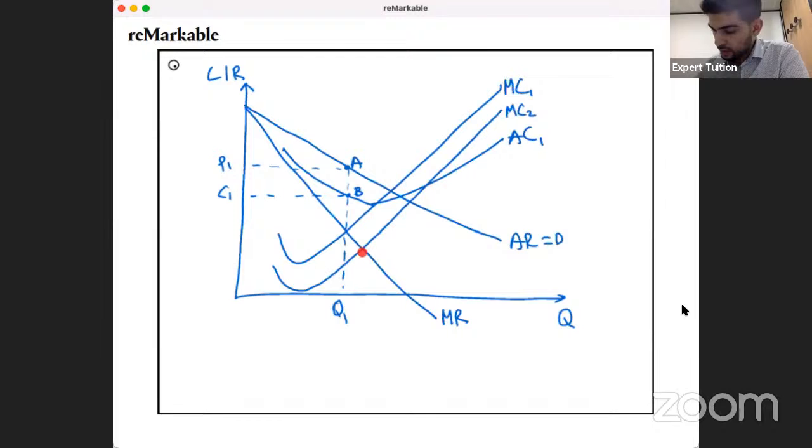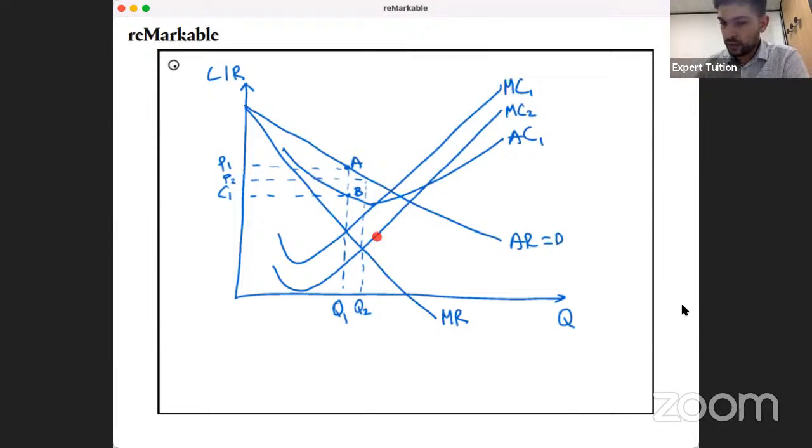So you go, here's the new quantity, Q2, and I go up until I hit the demand curve. So the price, as we would expect, because it's a subsidy, has gone down to P2. And then the last thing I now do is shift the AC down, making sure that it hits the new MC curve at its lowest point.